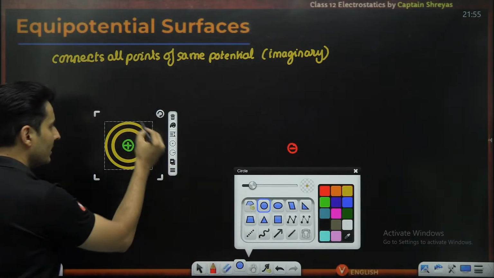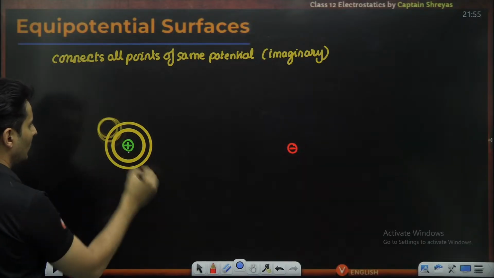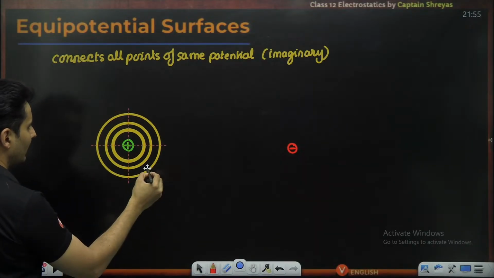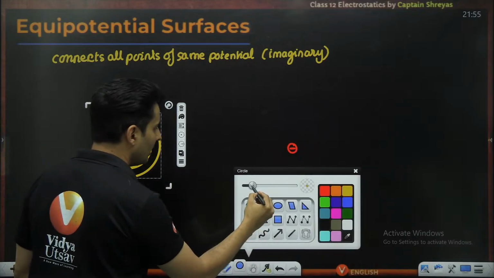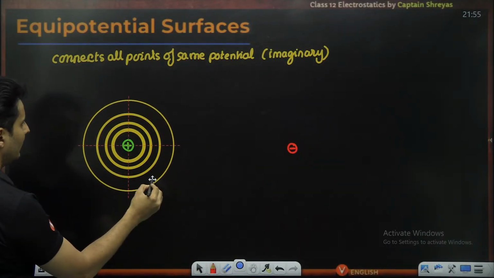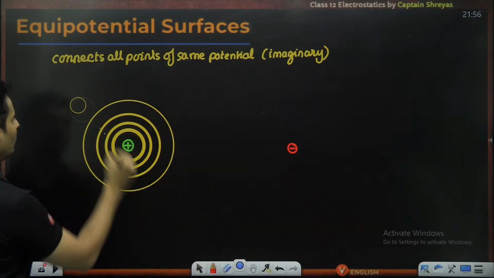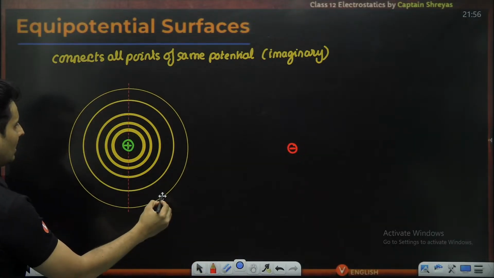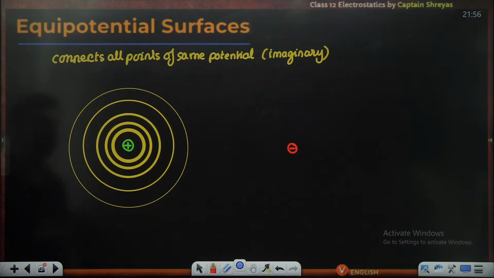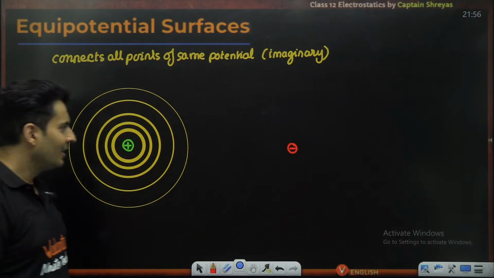And all these points are now at a newer potential around that circle. If I go more far away, then it will be even less. If I go even more far away, it will be even less. So it will keep on reducing the potential as I go far and far away. This is how it will look like. Is that absolutely clear? So these are all equipotential surfaces.